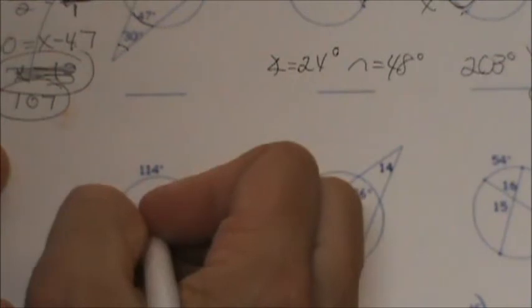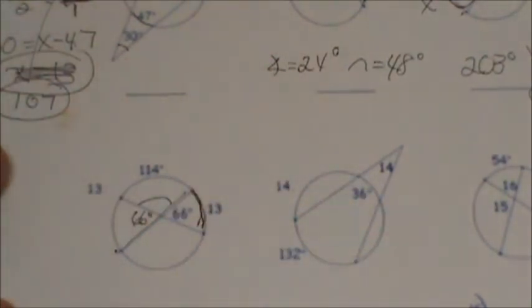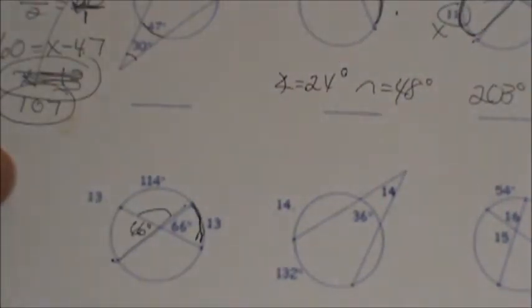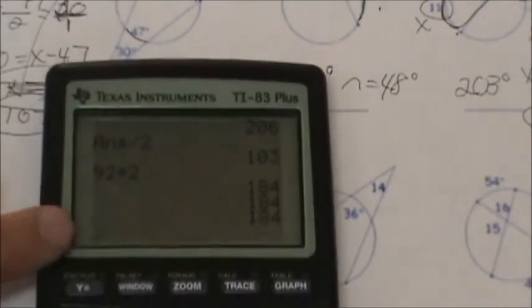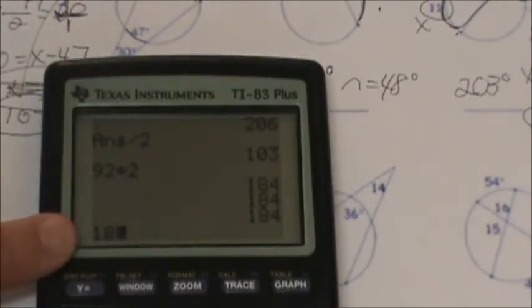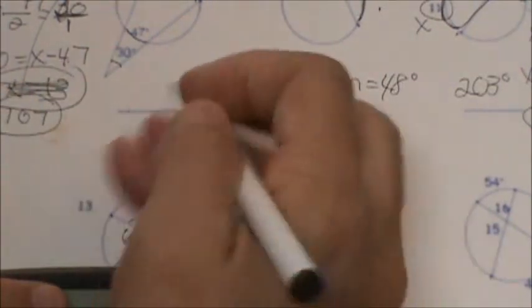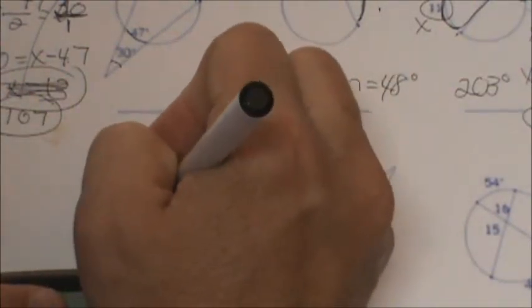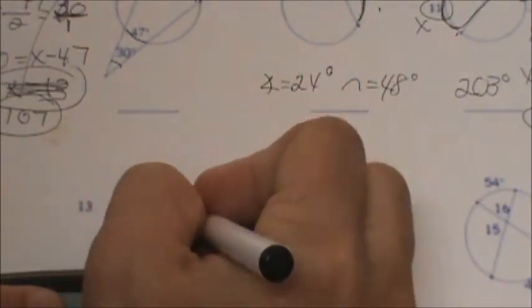So what would this angle right here be? Well, we're going to take 180 and subtract 66. Again, I don't want to make silly mistakes on here. So 180 minus 66 is 114. So this angle is 114. Okay, this arc is 114.